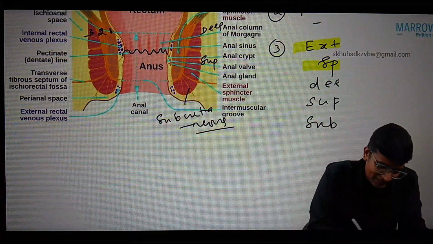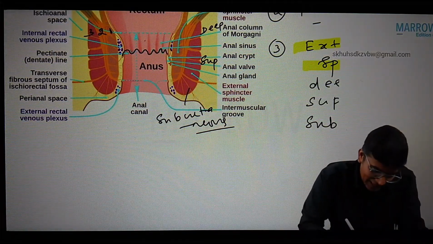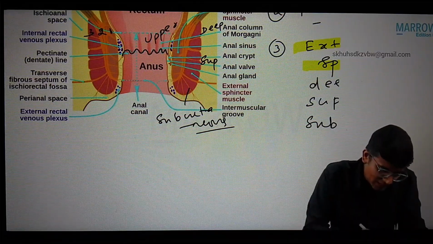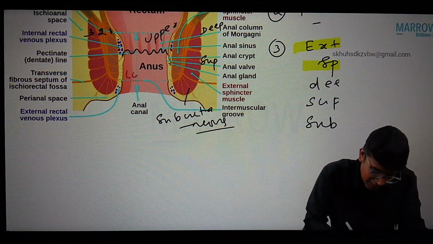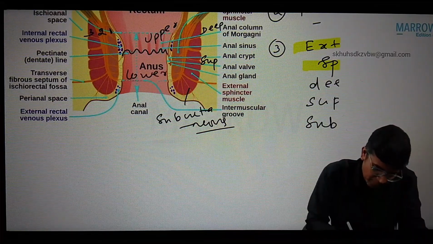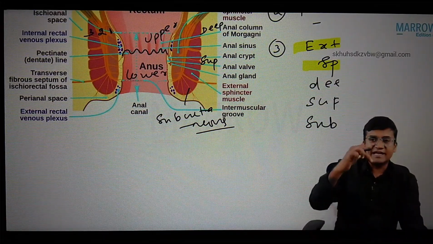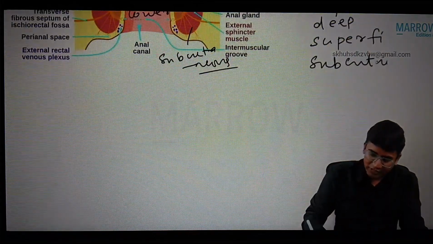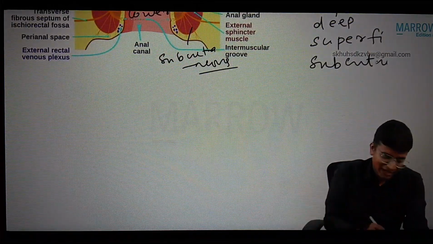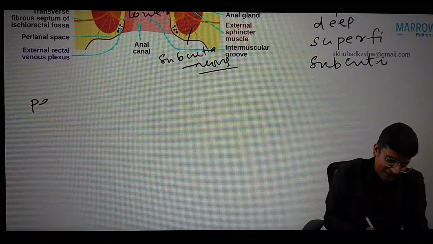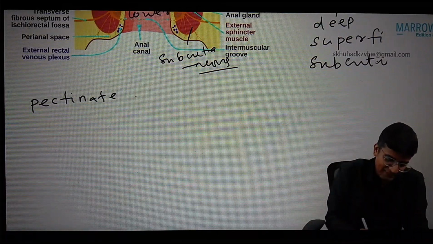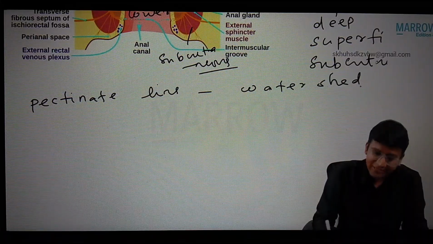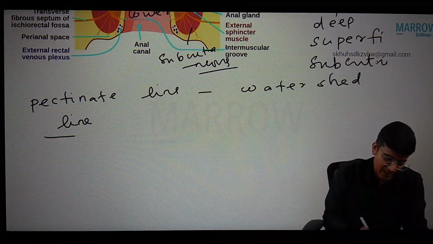Above the pectinate line, we can call this the upper part, and this is the lower part. So the upper part of the anal canal means the area above the pectinate line, and below the pectinate line is the lower part. The pectinate line acts as a demarcation line or the watershed line.